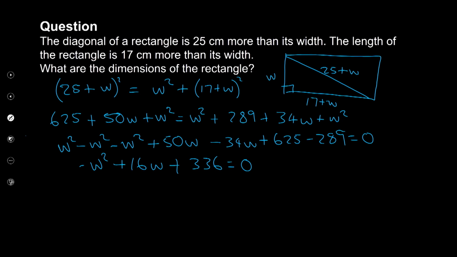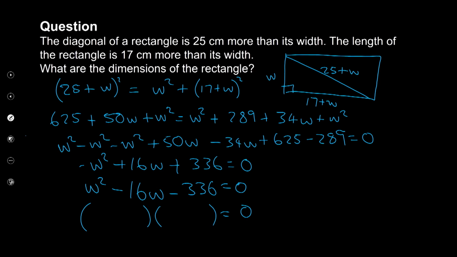And then from there, you can simplify this by finding the factors. Now, I'm just going to leave it here. But before I do that, let me quickly show you. This will be w squared minus 16w minus 336 equal to 0. And then you can simplify this by opening two brackets, which will assist you in finding all the dimensions for this particular problem.